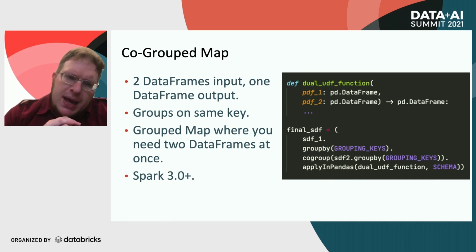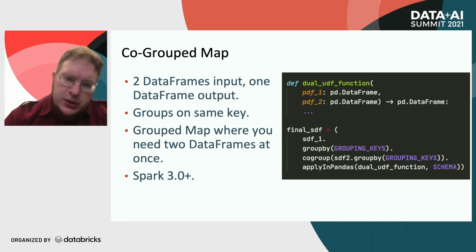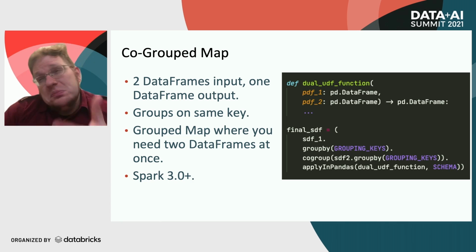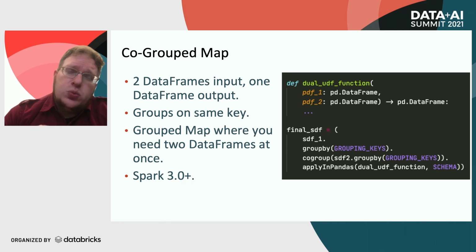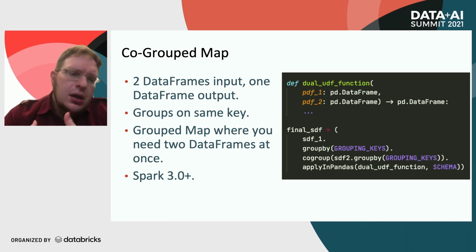The co-grouped map is a new UDF that got added in Spark 3.0. It is similar to the grouped map, but instead of having one data frame input, you now have two data frames for input. These get grouped by the same key. And so I would use them in cases where a grouped map seems appropriate, but you just need two inputs rather than one. Maybe you were doing some interesting merging on the two data frames inside of your UDF.